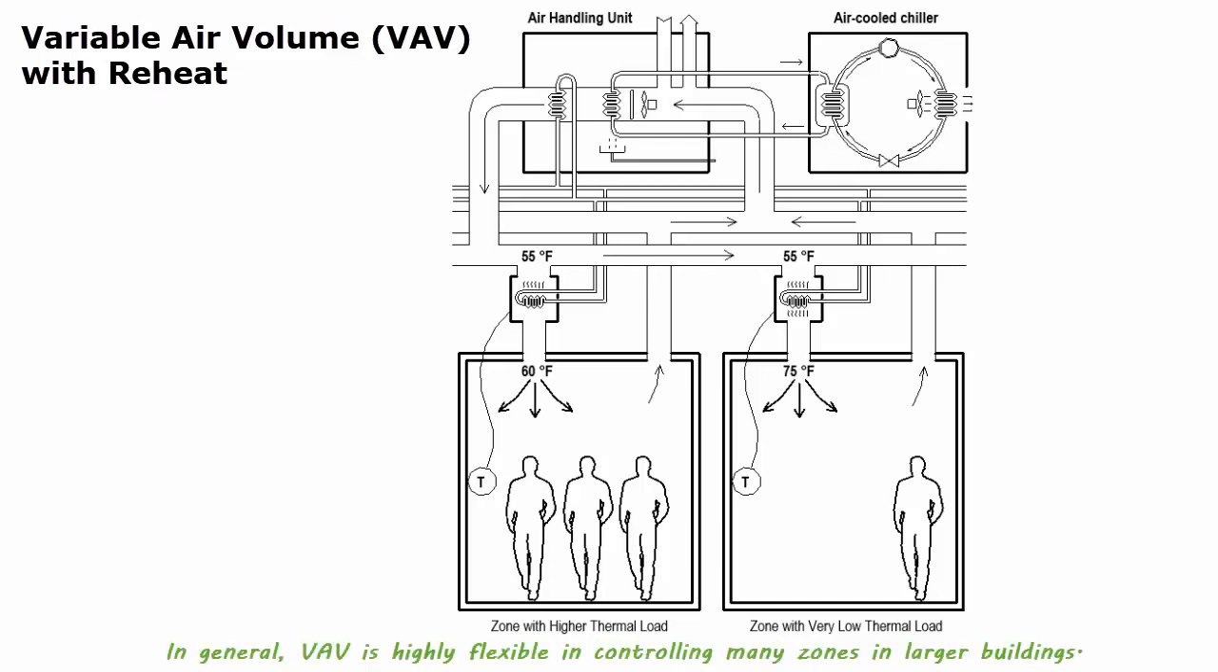In general, VAV is highly flexible in controlling many zones in large buildings. It can achieve some of the highest levels of energy efficiency in the market because it primarily relies on changing air volume to respond to zonal loads rather than on changing air temperature.